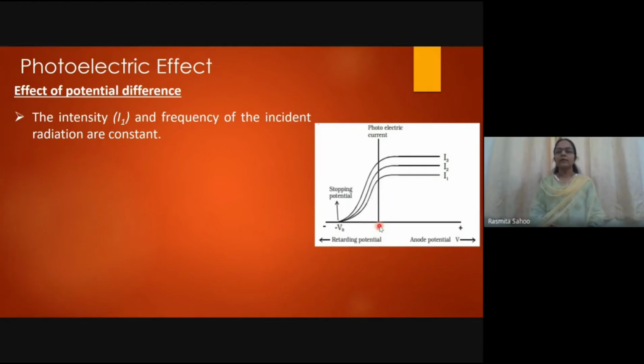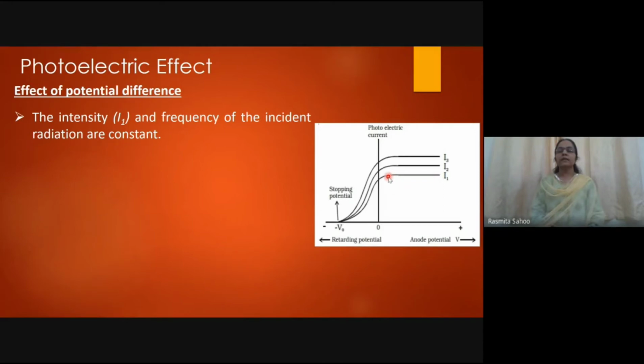Now initially we will look at the positive part. If they are changing the positive potential, the current increases initially, then it becomes constant, that is, it comes to a saturated value. This is called saturation current.